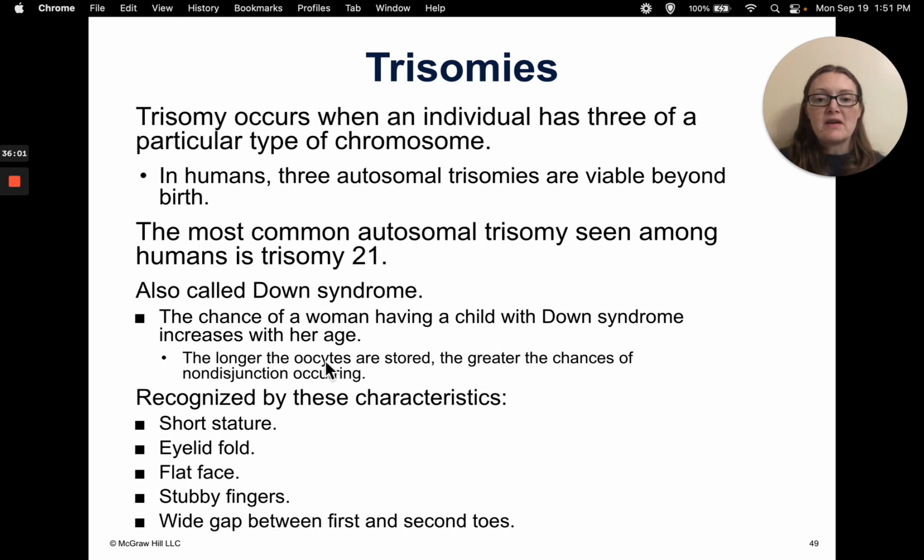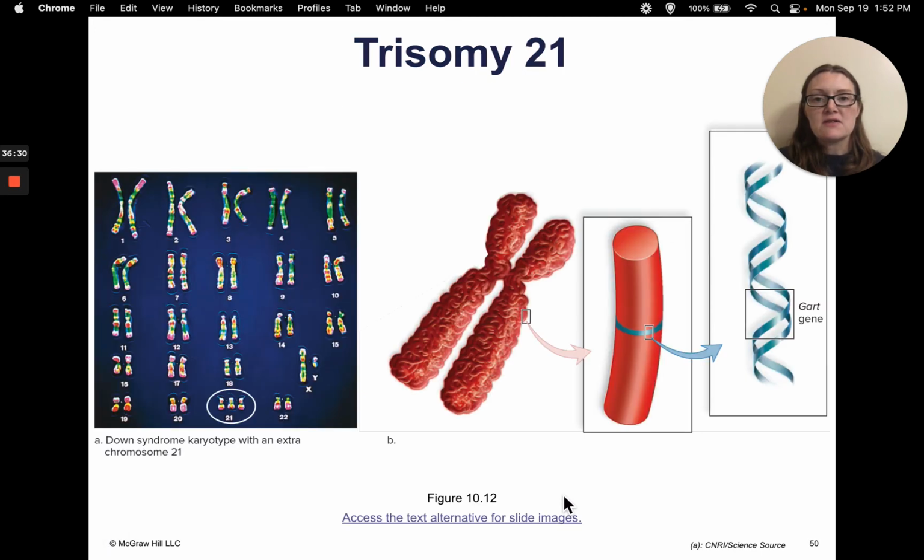The chance of a woman having a child with Down syndrome increases with age, so usually 35 or above. If a woman is 35 or older and gets pregnant after 35, then there's an increased risk of Down syndrome occurring, which means that the eggs did not separate the chromosomes properly. This is characterized by kind of a shorter stature, eyelid folds, a flatter face, stubby fingers, and wide gaps between the first and the second toes.